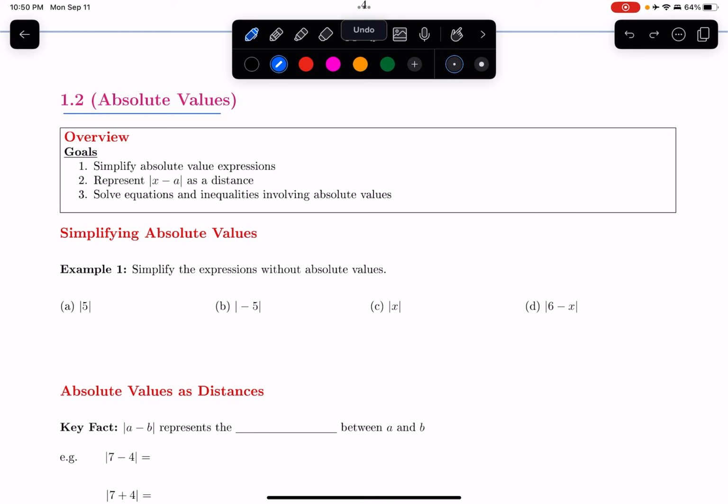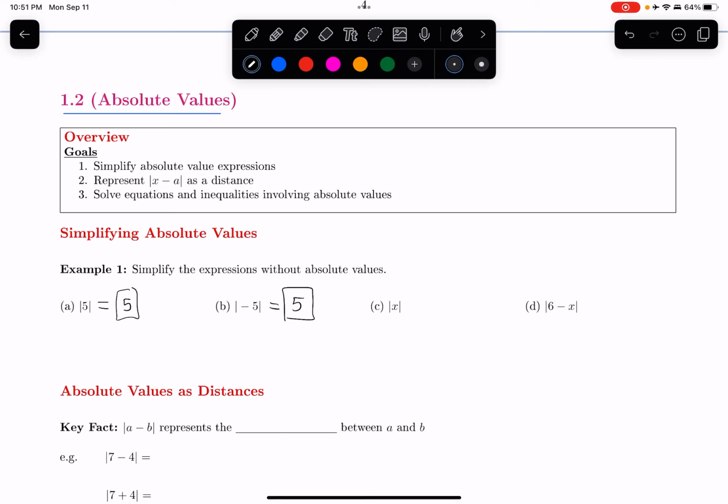Okay, so I want to get right into an example. Let's simplify the expressions without absolute values. Part A says, what's the absolute value of 5? Remember, the absolute value takes whatever is inside of it and turns it positive if it's not already positive. So 5 is already positive, so the absolute value keeps it as it is. It's just 5. What about B? What's the absolute value of negative 5? Well, it takes that number and turns it positive, so it becomes positive 5. Not too bad so far.